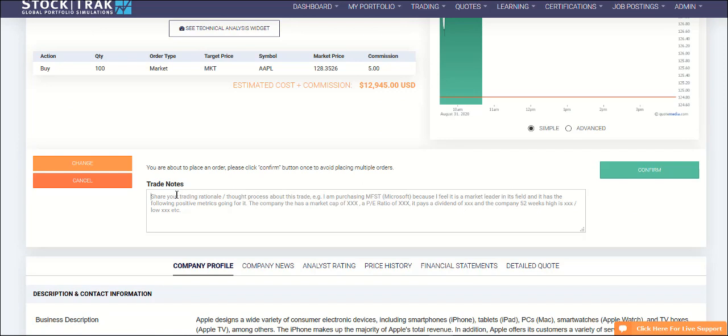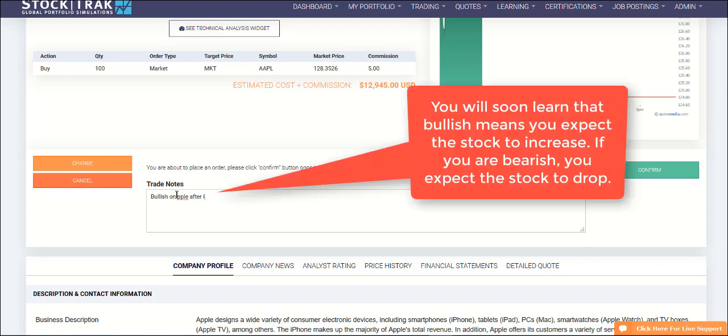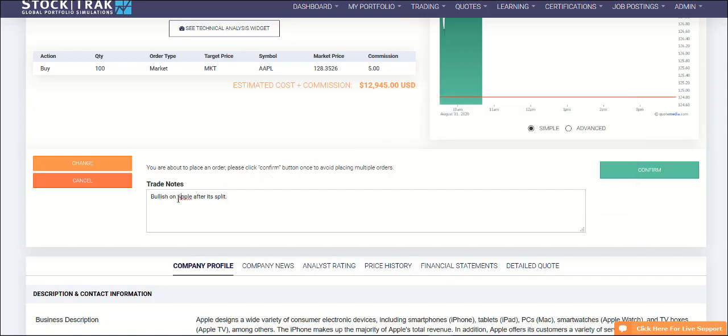Okay. I am bullish on Apple after it's split. So Apple split. A lot of people think, well, it splits. There's more demand because the average investor, instead of spending $500 per share, only has to spend $128 per share after the split. There's more demand, more people buying the stock, and so the stock is going to go up.